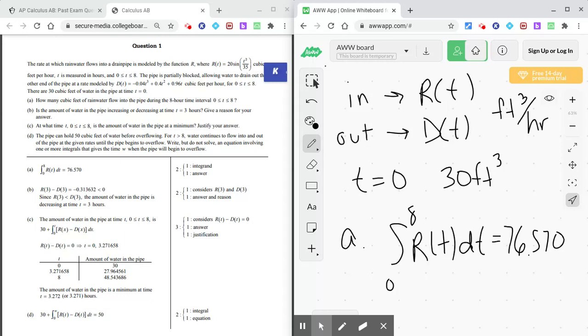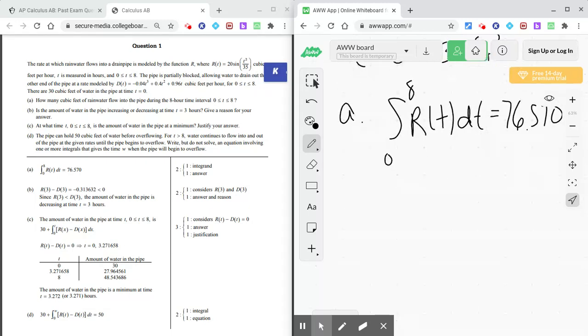Do that in your calculator. Double check your answers. Double check that your parentheses are correct. 76.570 cubic feet of water flow into that drain pipe during the time from 0 to 8. Notice it's not asking how many feet are in there, just how many are flowing in. They often will start problems out like this. They did in the first question we saw today, from 2017. Very similar start. All right, let's scroll up here, give ourselves some room, and talk about B.